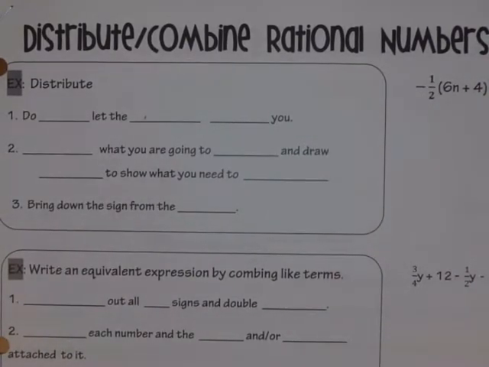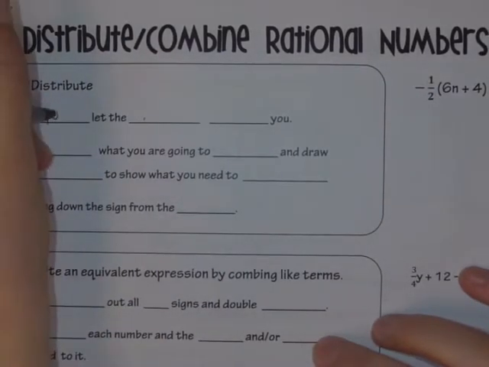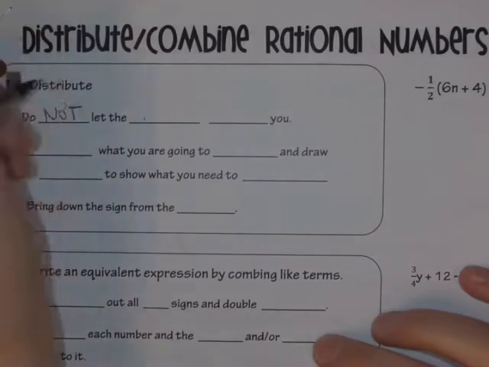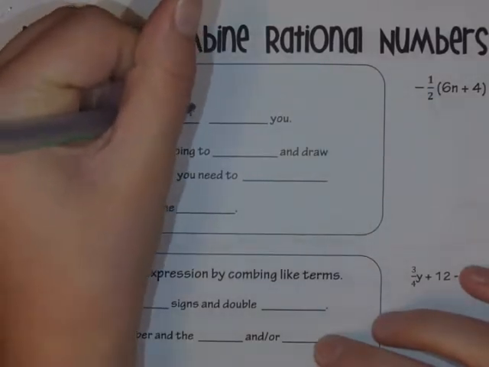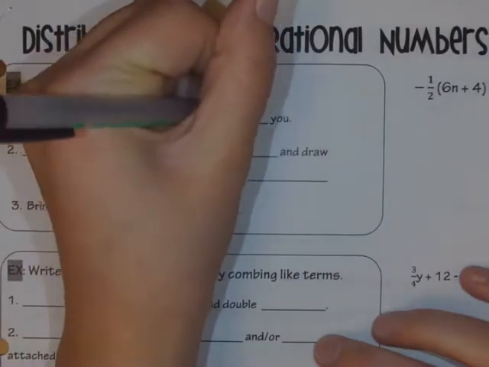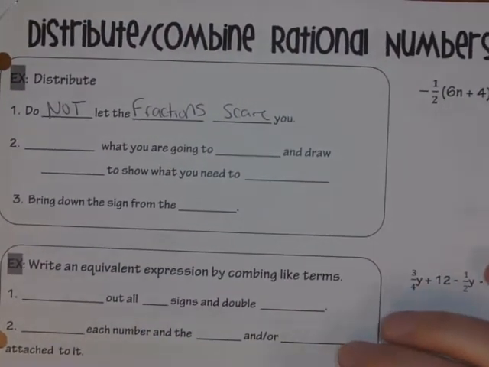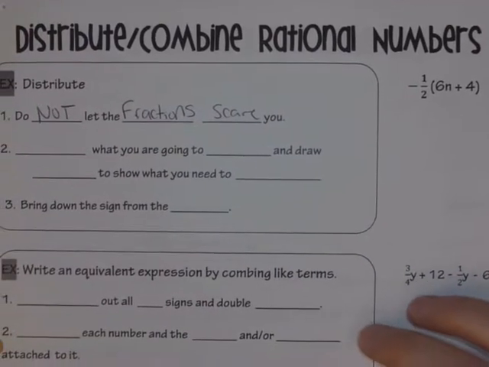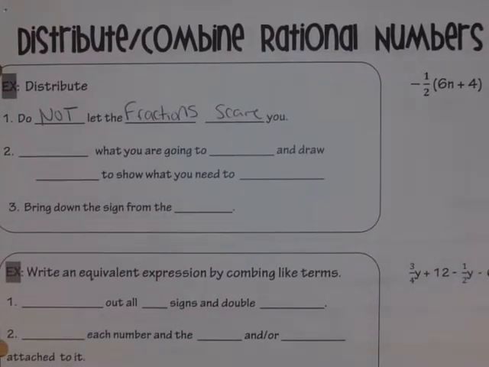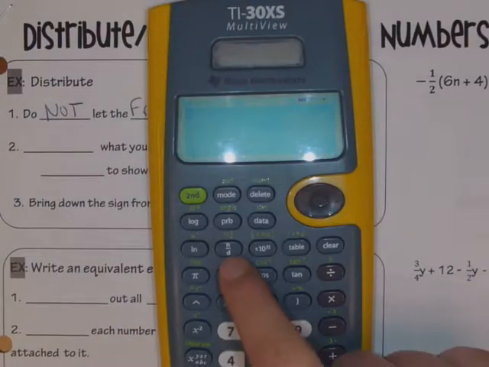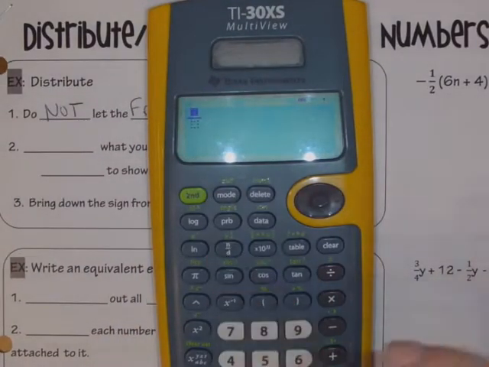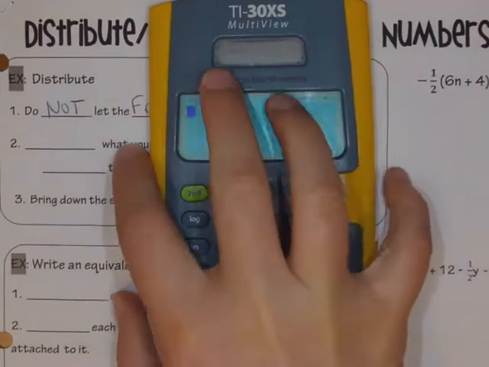So we have a few things to remember here. One is do not let the fractions scare you. For some reason, kids are always terrified of fractions. Don't be. Okay, fractions are not hard. If you remember in your calculator, right here, N over D is numerator over denominator. That's your fractions button. Okay, don't be scared of the fractions.